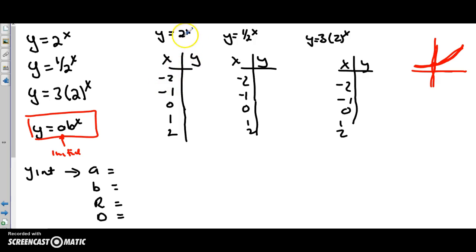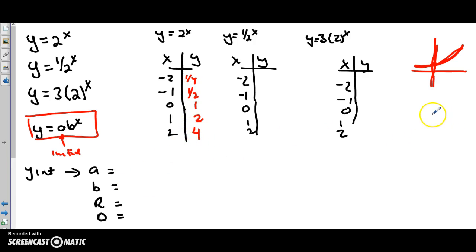So quick table values: 2 to the x. I like to start at the bottom here. 2 squared is 4. 2 to the 1 is 2. 2 to the 0 is 1. 2 to the negative 1 is 1 over 2. And 2 to the negative 2 is 1 over 2 squared, or 1/4. So those are my points here. And then we're going to look at what that looks like.